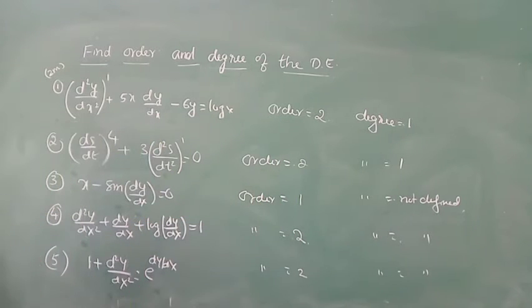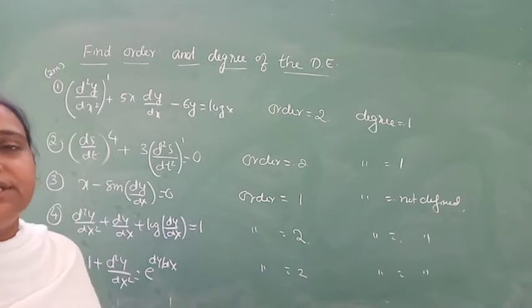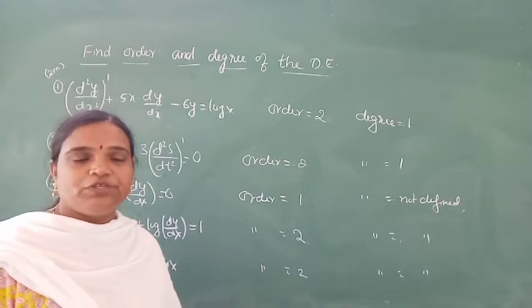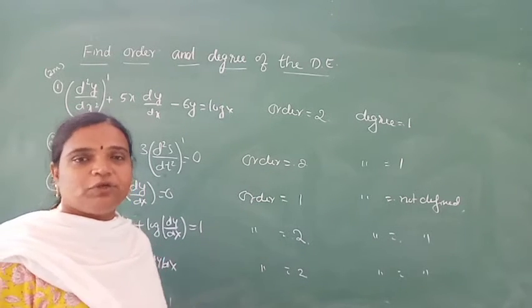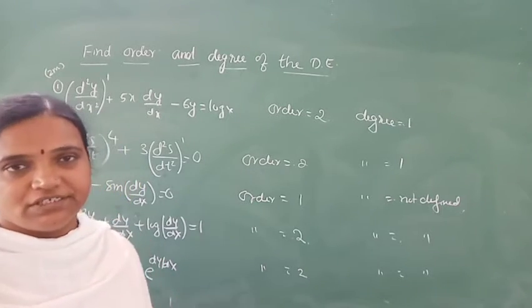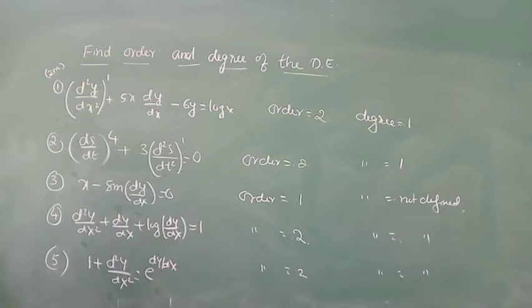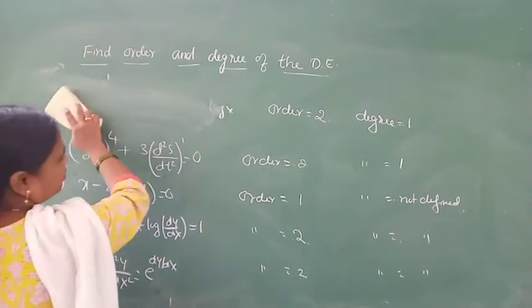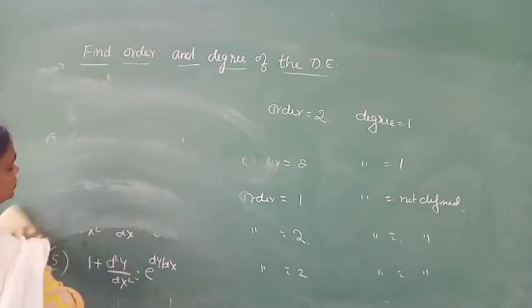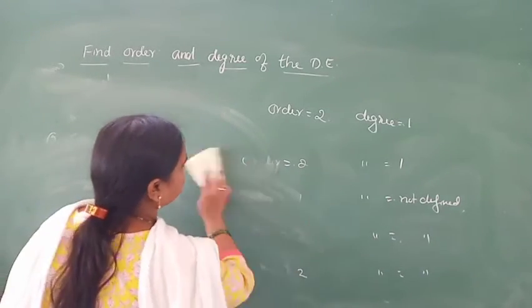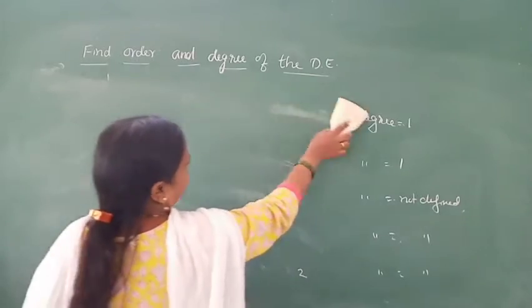Remember that if dy by dx exists inside sine, cos, meaning trigonometric functions, or a logarithmic function or exponential function, in this case the value becomes infinite. Therefore, we will not get a finite value. Therefore, degree is not defined. Understood? Order we can write, but degree is not possible. I think understood. These are the examples for 2 marks questions: order and degree of the differential equations.